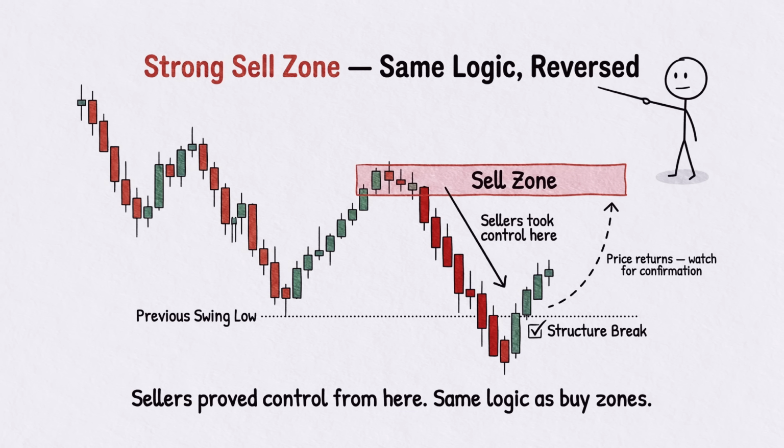The sell zone is the same logic in reverse. A strong sell zone is created when sellers step in with enough strength to break a meaningful swing low. Price rallies into a base, sellers attack from that area, and the impulse closes below a meaningful previous low. That origin becomes a potential sell zone because sellers proved control from that area.